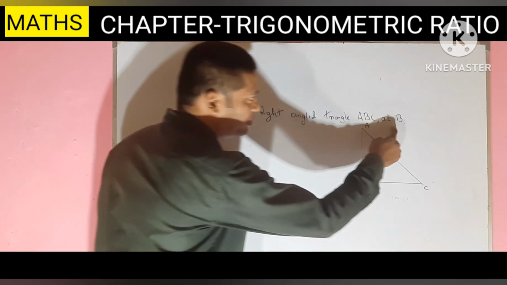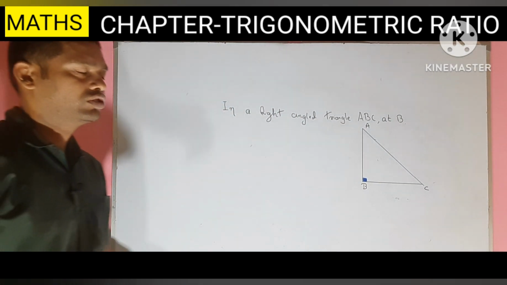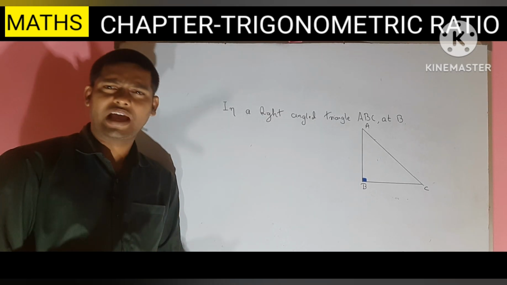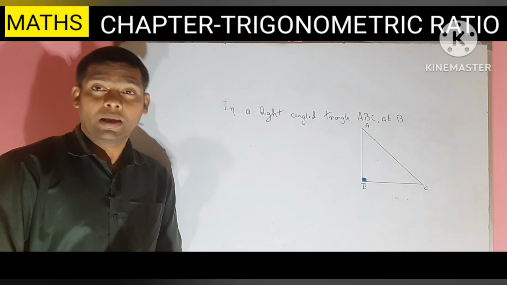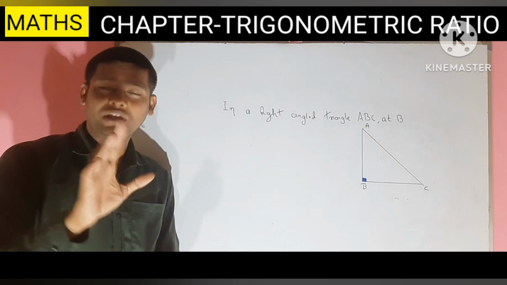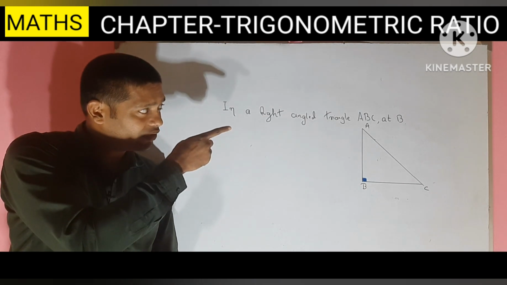See, at B means I have to make 90 degrees at the point B. They are clearly saying you need to make a diagram ABC, your wish. How can it be your wish? I showed you 3 diagrams in the first video, and it can be any of them. But wherever you write B, it should be 90 degrees. So B should always be 90 degrees whenever they say at B.